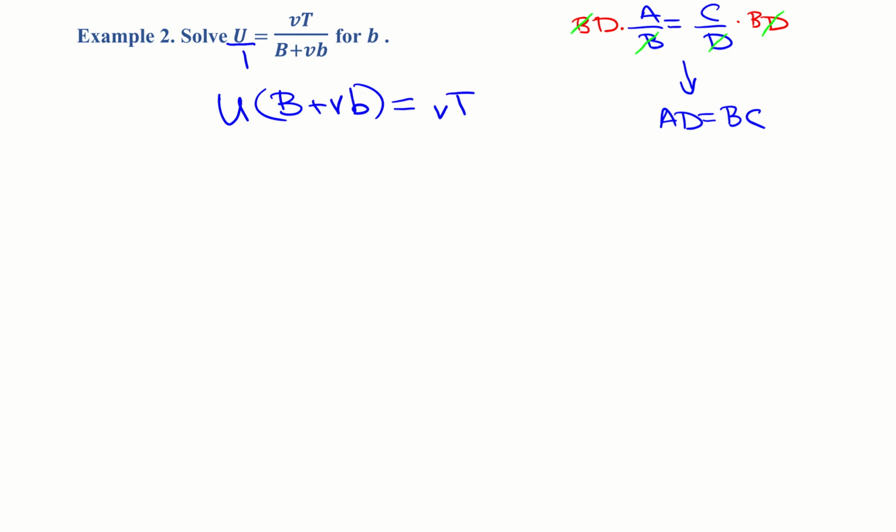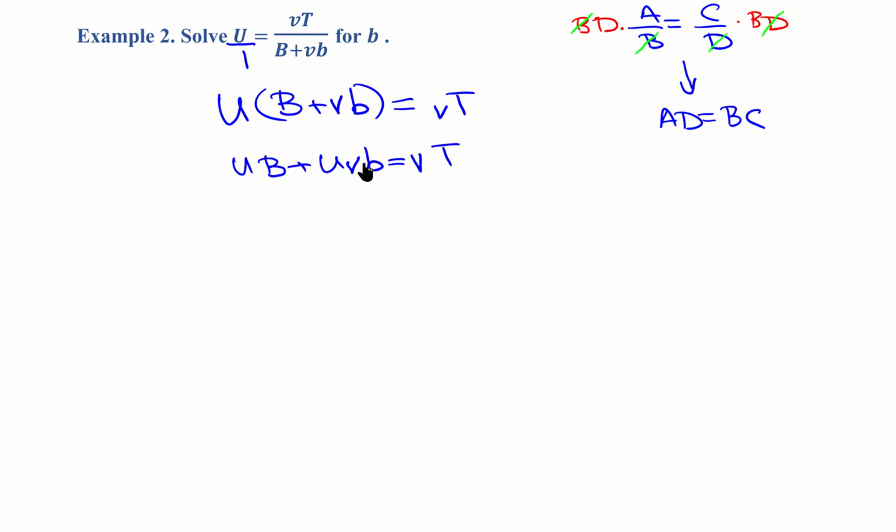All right, now remember, keep your eyes on the target. You're solving for lower b, right? So since it's trapped inside this group, we're going to go ahead and distribute the u. So we get ub plus uvb equals vt, right? Keep your eyes on the target. We're solving for b, right? So there's only one term containing it. That makes it a little easier to work with.